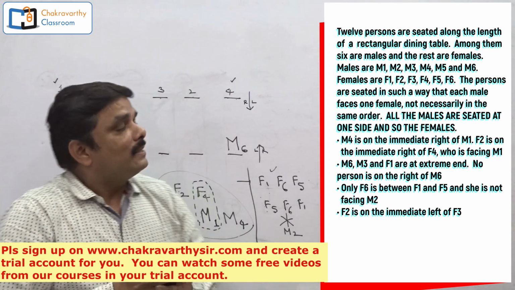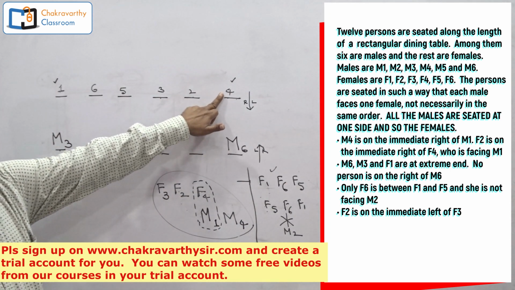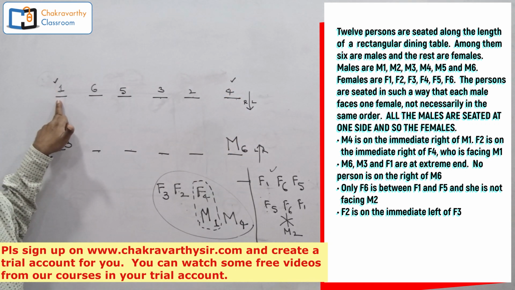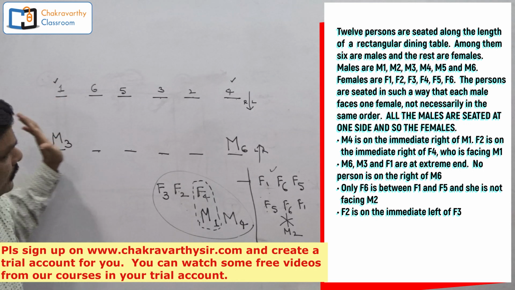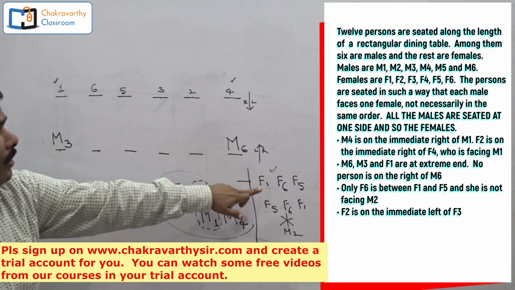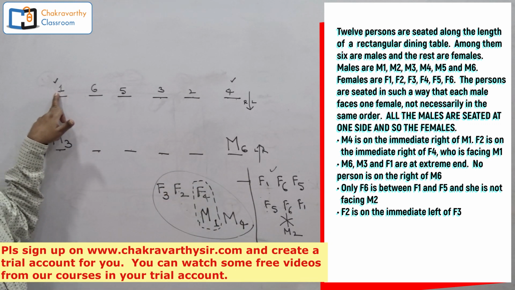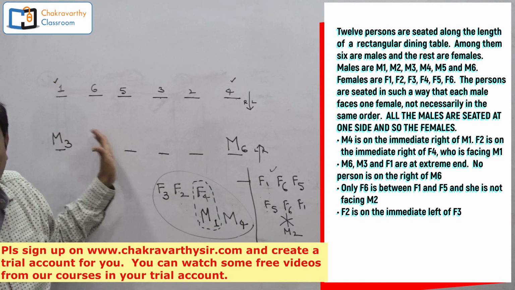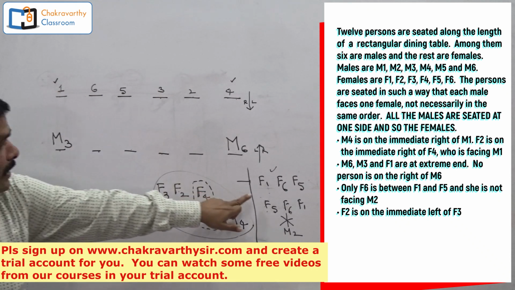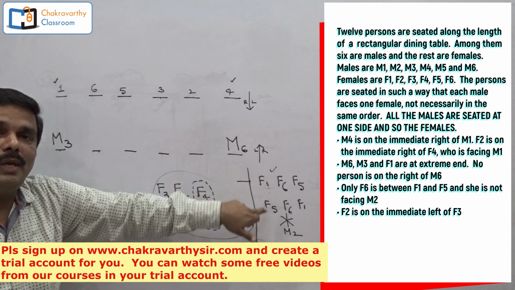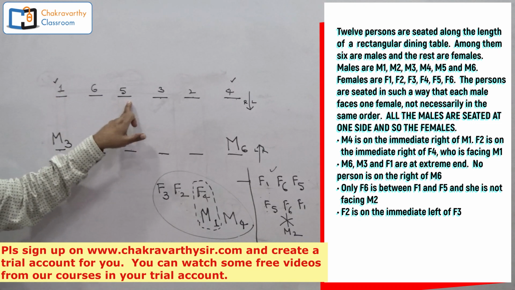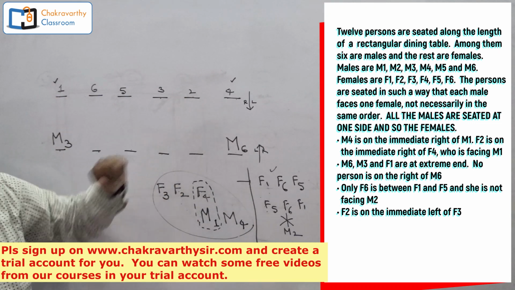How did I crack this one? Simple. F1 should be on one of the extreme ends, either here or here. If I keep F1 here, some arrangement will be there. You need to check all the other conditions. If all the other conditions are fulfilled by keeping F1 here, that will be the right one. If not, I need to go for the second one. Two equal possibilities are there. Now F1, F6, F5, followed by F3, F2, F4.